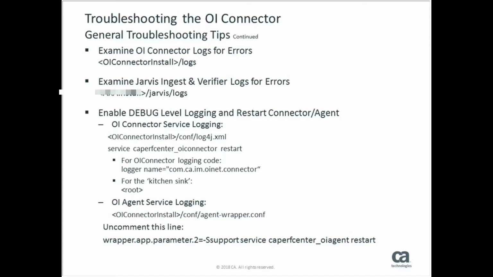I would also look on the Jarvis side at its ingest and verifier logs. If I didn't see any errors on the connector side, things like connectivity with Jarvis or errors with CAPC REST calls in the logs, then I would suspect that perhaps the data, when it was being sent to Jarvis, was being dropped or thrown out by Jarvis for some reason. And so I would look in the Jarvis logs, and I'll show you those in a second here.